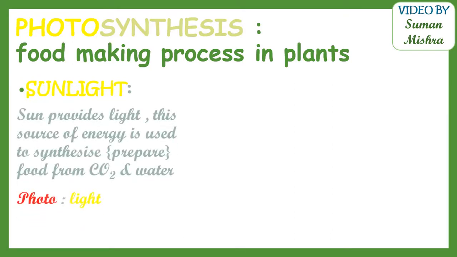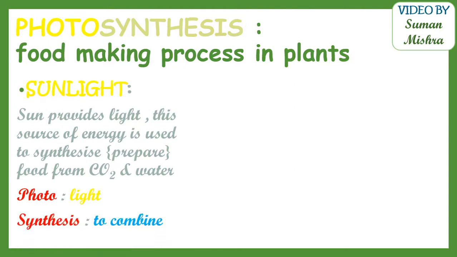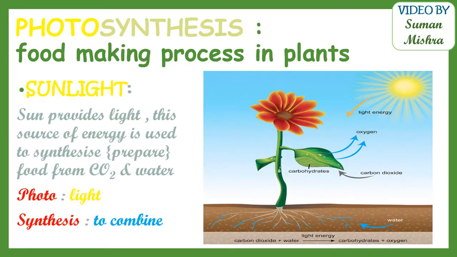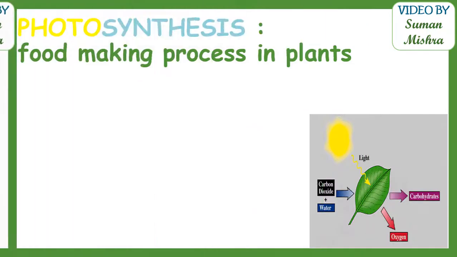Sun provides light. This source of energy is used to synthesize food from CO2 and water. Photo means light and synthesis means to combine. So we require light to combine and finally produce our food. So this is how sunlight is taken by the leaves and helps in preparation of food.